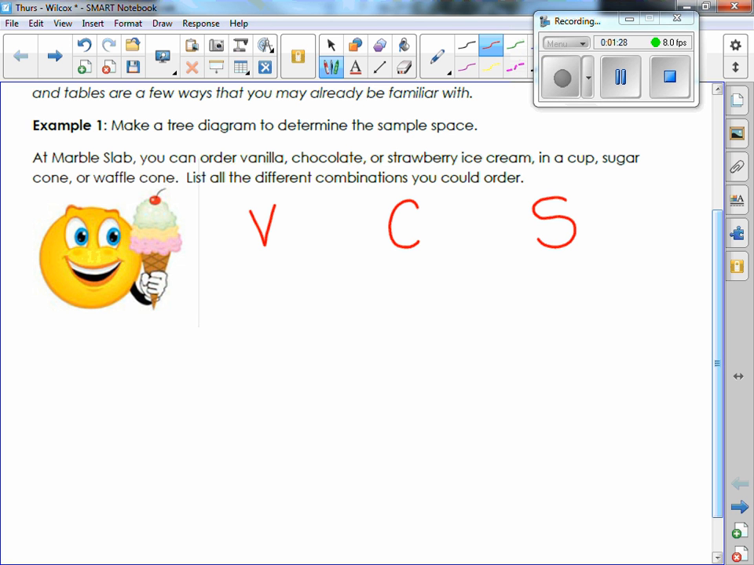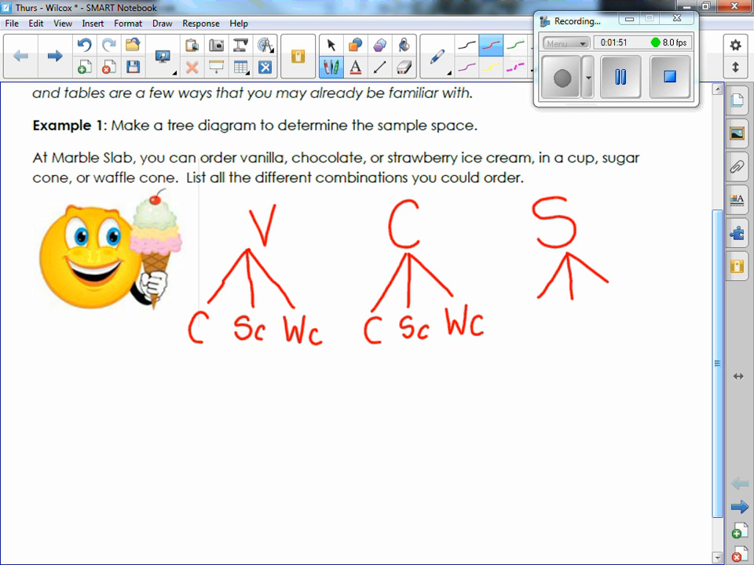And then you can go down and give each one of those flavors an option of cup, sugar cone, or waffle cone. So cup, sugar cone, waffle cone. For chocolate, I also have those three options: a cup, a sugar cone, or a waffle cone. Same thing for strawberry. I can have a cup, a sugar cone, or a waffle cone.